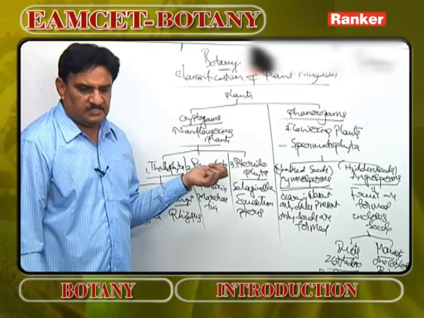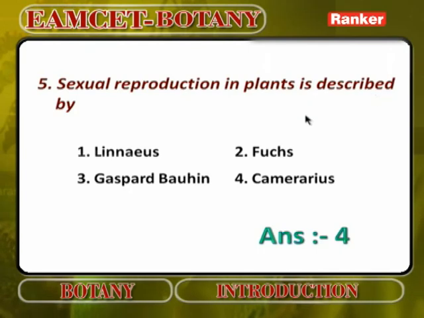Next. Sexual reproduction in plants was described by, just now I told, Camerarius. Because Linnaeus is a taxonomist, Fuchs is a herbalist, Gaspard Bauhin belongs to the period of herbalists but explained taxonomy and proposed the binomial nomenclature system. So the answer is Camerarius.